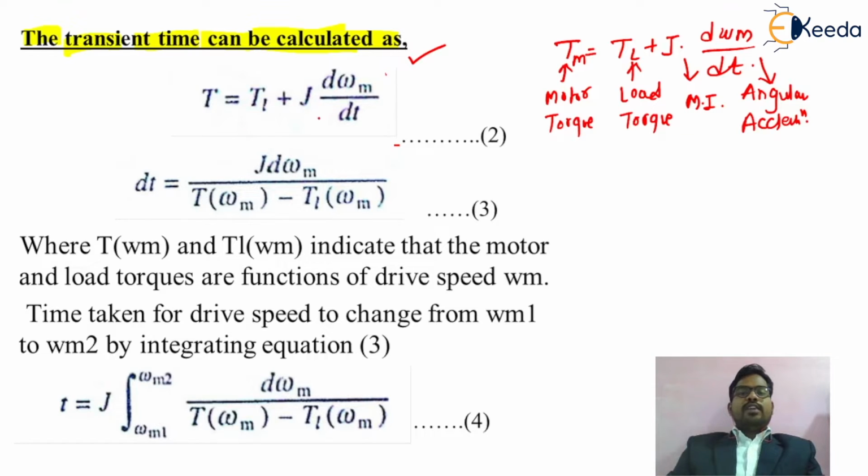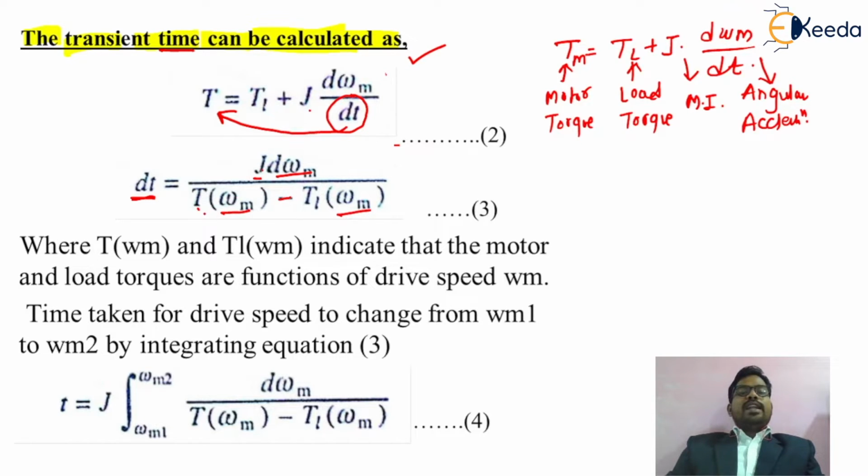So if you want to get the value of dt, meaning the transient time for that particular operation, we can move the right hand side dt to the left hand side. So dt is equal to J into d omega m divided by T(omega m) minus TL(omega m).